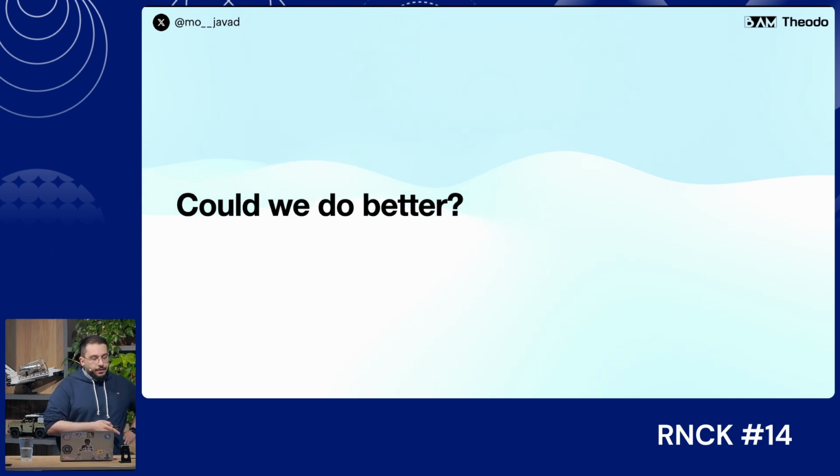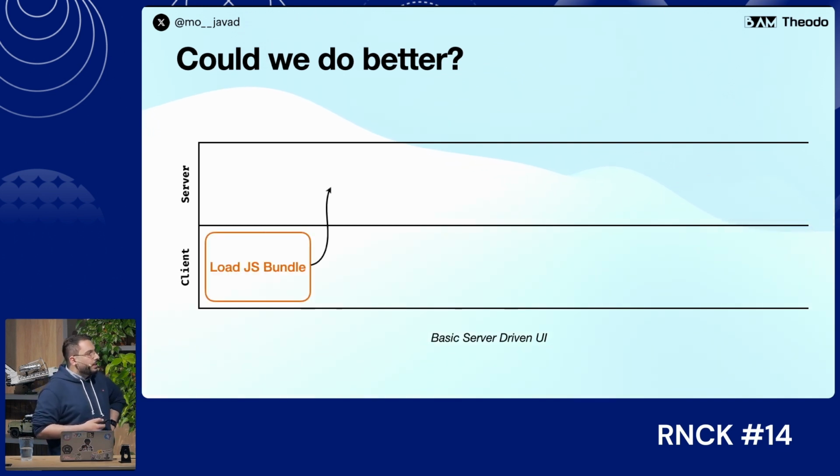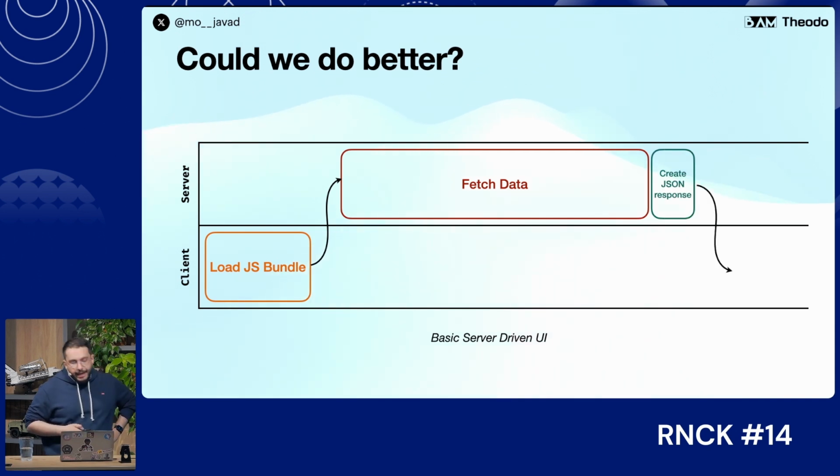So could we do better? Well, let's start and see what the flow kind of looks like right now. If we have a basic server-driven UI app, we load the JS bundle on the client. We then make a request to the server, and the server starts fetching the right data to be able to create the big JSON blob that we've got. It may be making database calls, it may be fetching external resources, calling services, but that might be a lengthy process because it's basically trying to compute everything on the server. And then it creates a JSON response and sends that back to our client, and then we render that data.